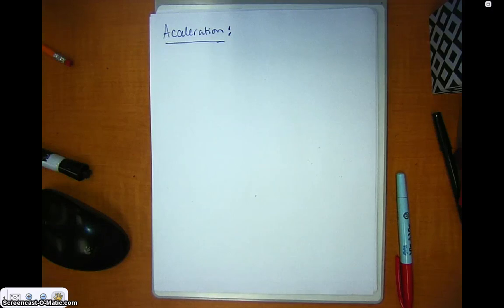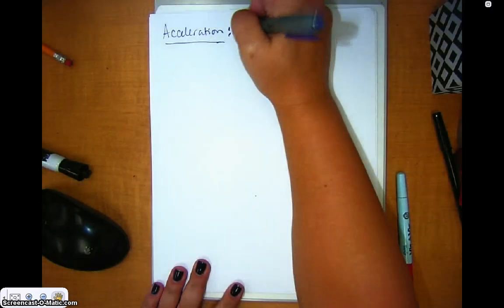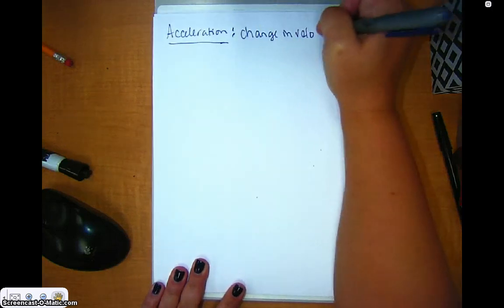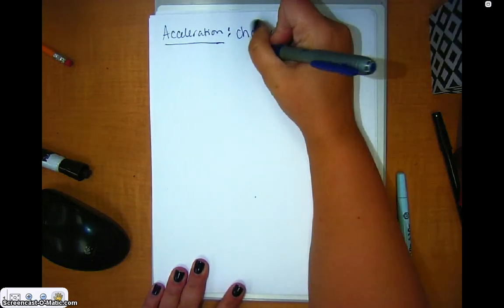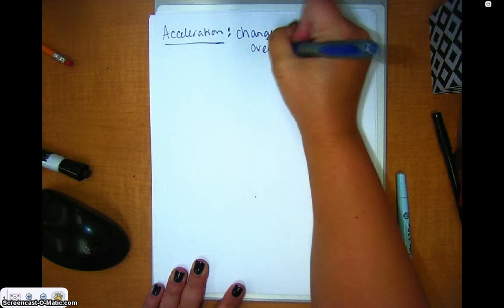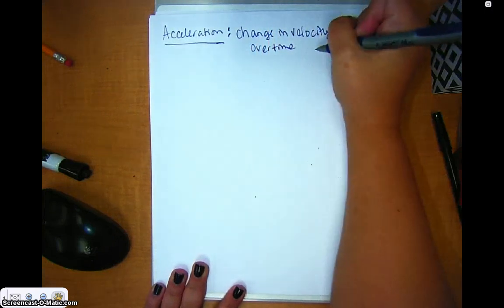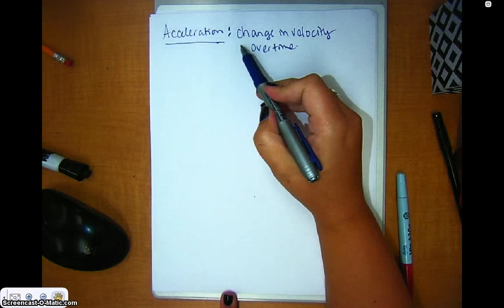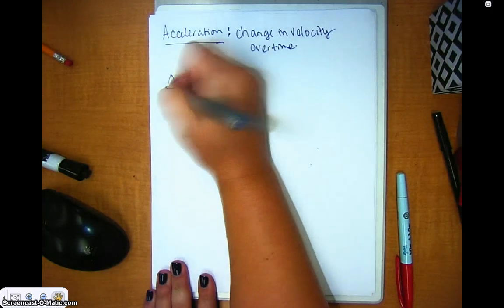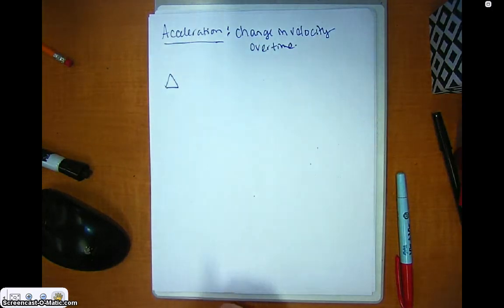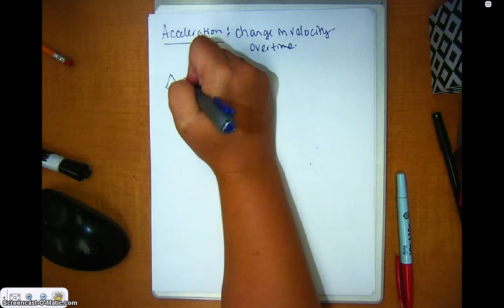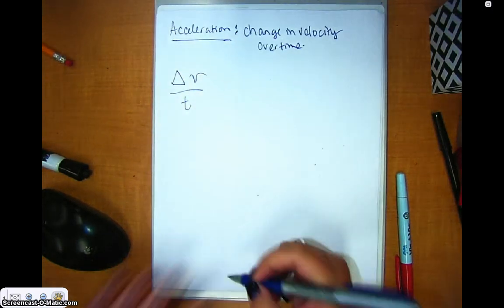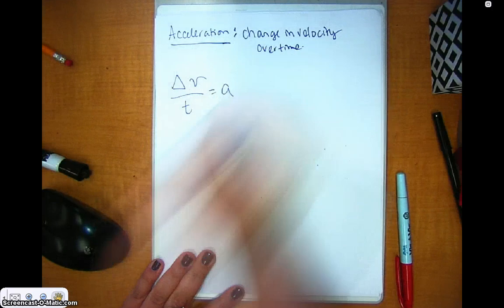The actual definition of acceleration is change in velocity over time. And like the velocity equation or definition, the equation is in the definition. So we see change in velocity. Change, remember, is written in math with the Greek letter delta, and we use v for velocity, over time, so divided by time, gives us acceleration.